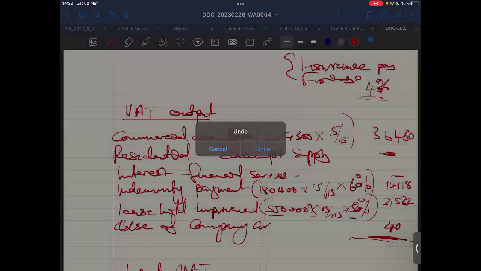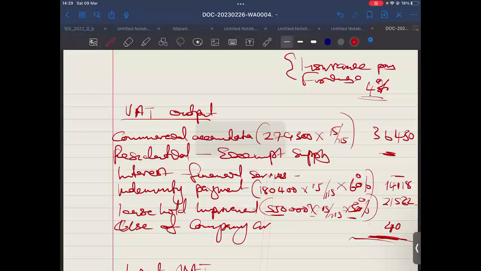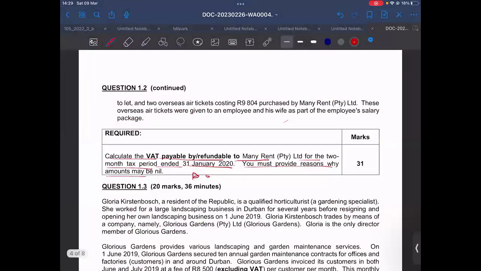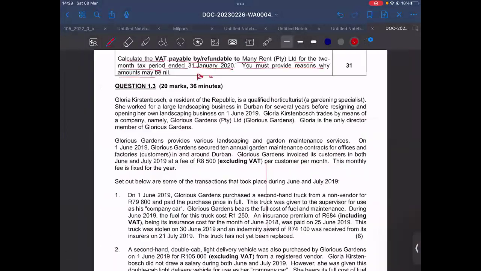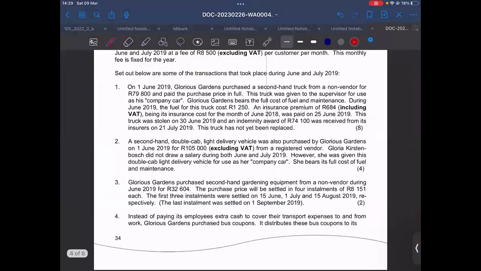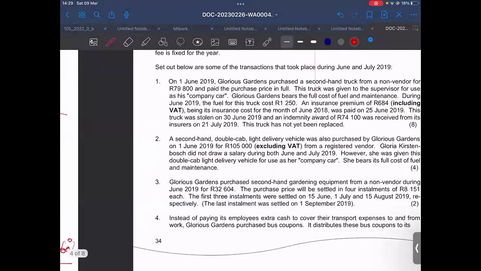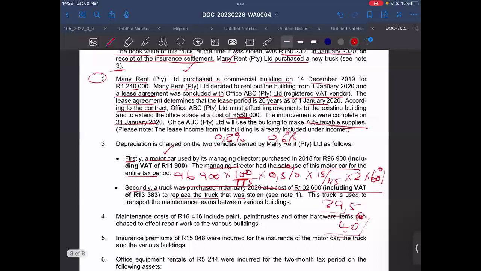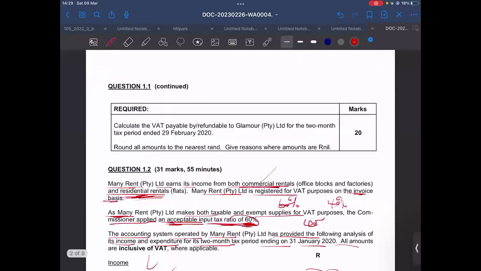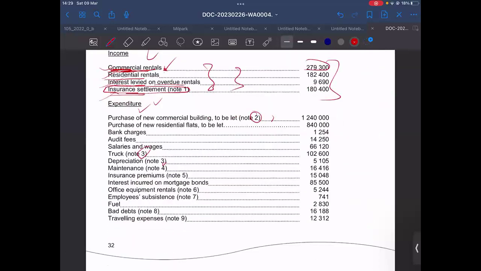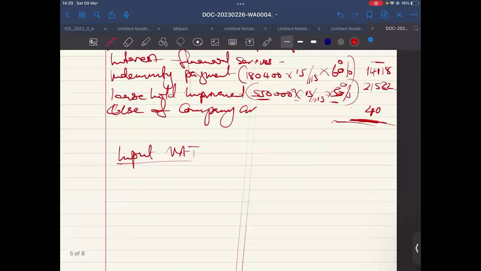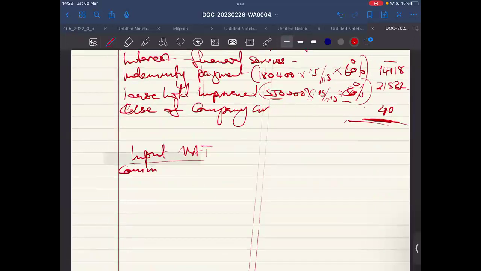First one, we have the purchase of a new commercial building, 1,240,000. We are going to claim input VAT on it. Why? Because it's a commercial building. Are we together? Yes, but what about the commercial building? Note number 2. All right, we'll check it now. Commercial building. Give me the amount.